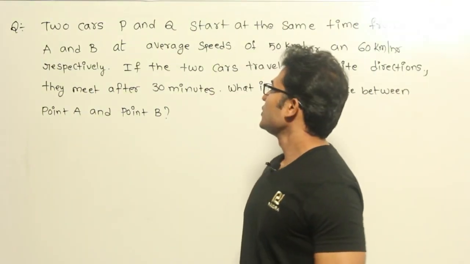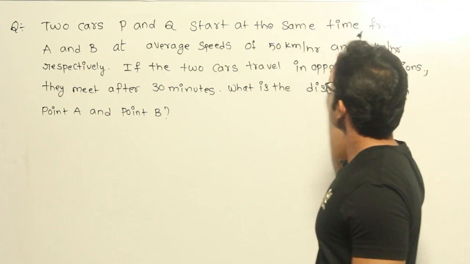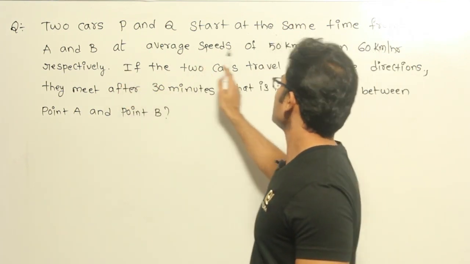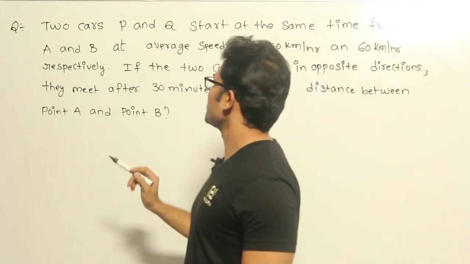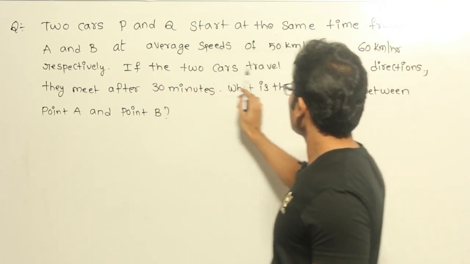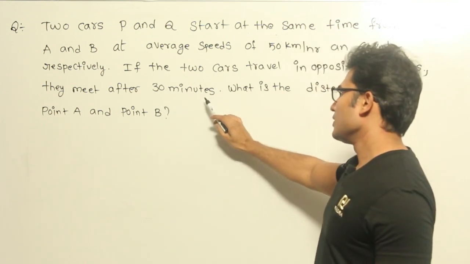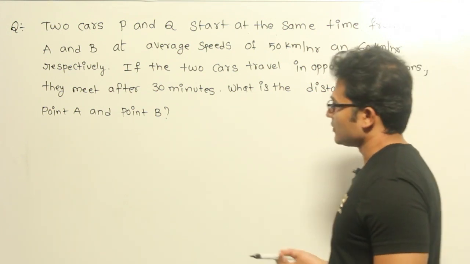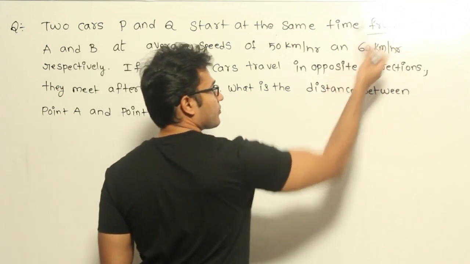Now let's see this question. Two cars P and Q start at the same time from A and B at average speeds of 50 kilometers per hour and 60 kilometers per hour respectively. If the two cars travel in opposite directions, they will meet after 30 minutes. Then what is the distance between point A and point B?